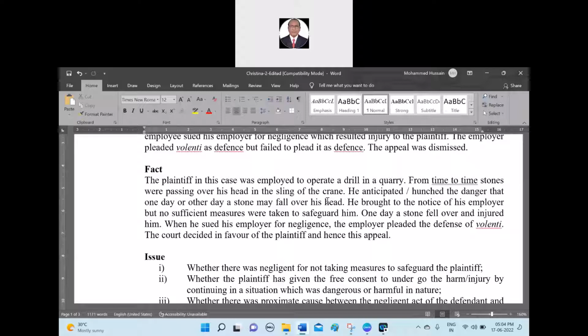He brought the notice to the employer, because when the crane is going over there, sometimes the steel wire rope may be cut, or the hook may come out. The probability is there, or the boulder which is kept there may be out of balance. There are so many probabilities that it is going to fall on your head, but still you have given consent to work there. One day a stone fell and injured him.